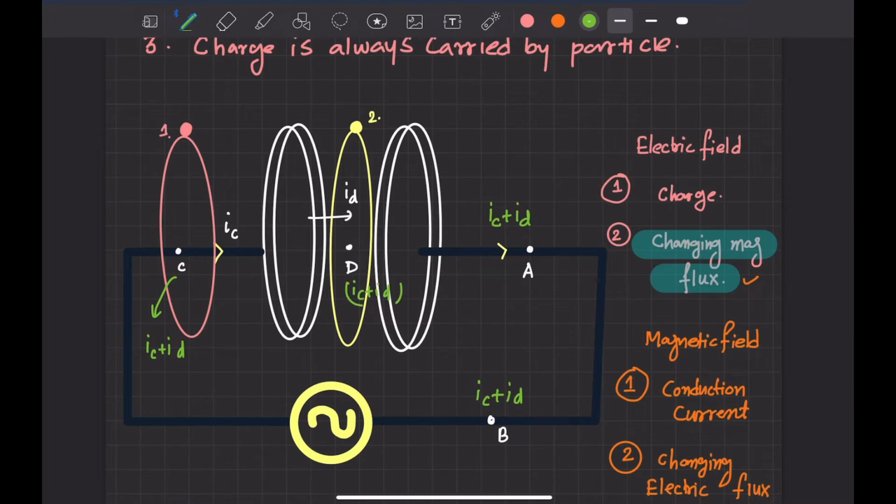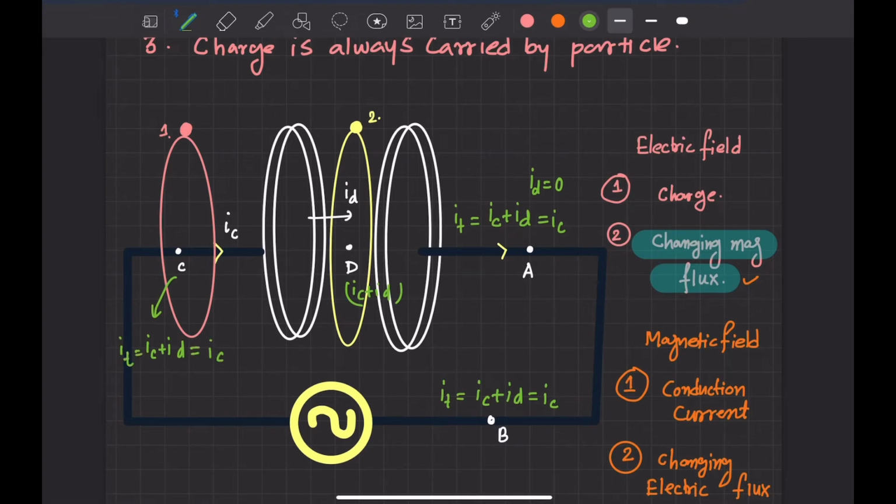All right, now interestingly at A, B and C, all the value of ID is equal to 0, right? So here we are left only with IC, and this is the value of I total. I total equal to IC plus ID, but as ID is equal to 0 over here, all the value is only for the IC, and also here IC, this is the value of I total.